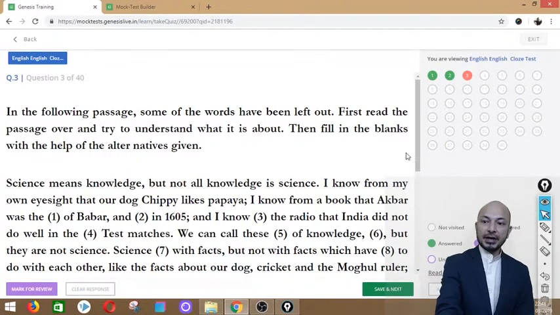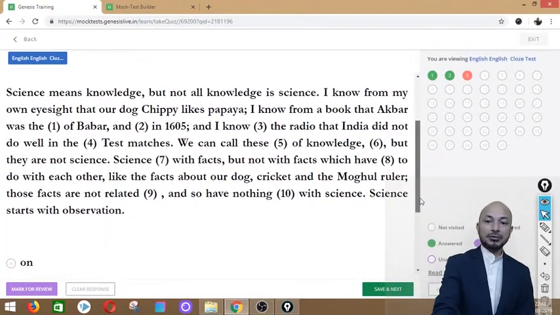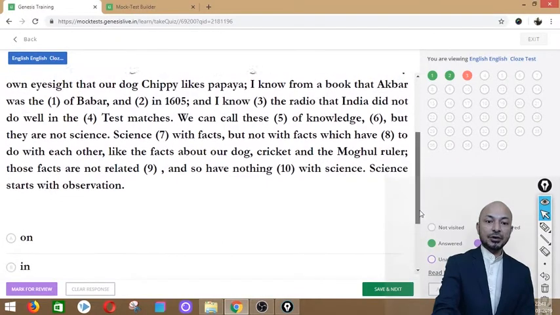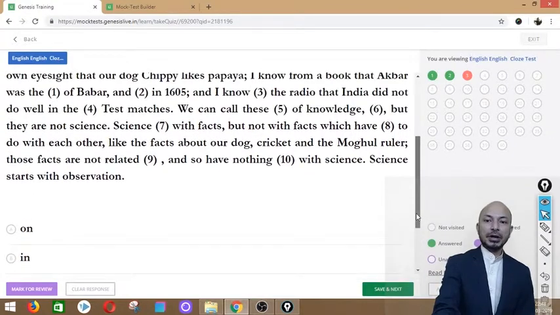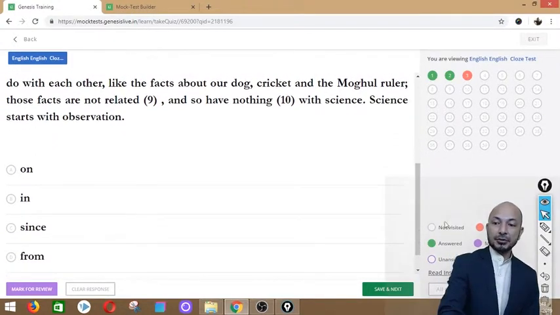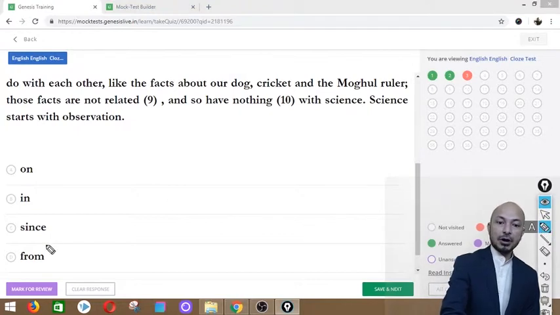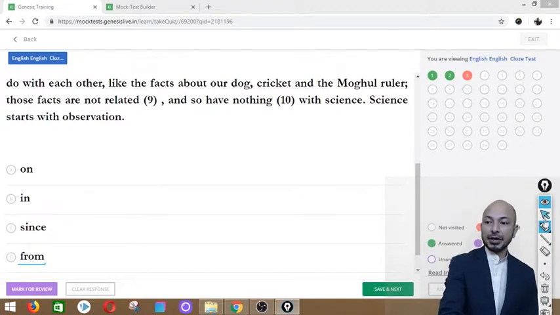So our next part is, and I know dash the radio that India did not do well. So let's look at what are the alternatives for number 3. It says on, in, since, and from. So when we are talking about the radio, and I know from the radio, it's going to be option D, which is the right option. So we are going to click on from over here, option D, and we know from the radio, and I'm going to click on option D and say next.